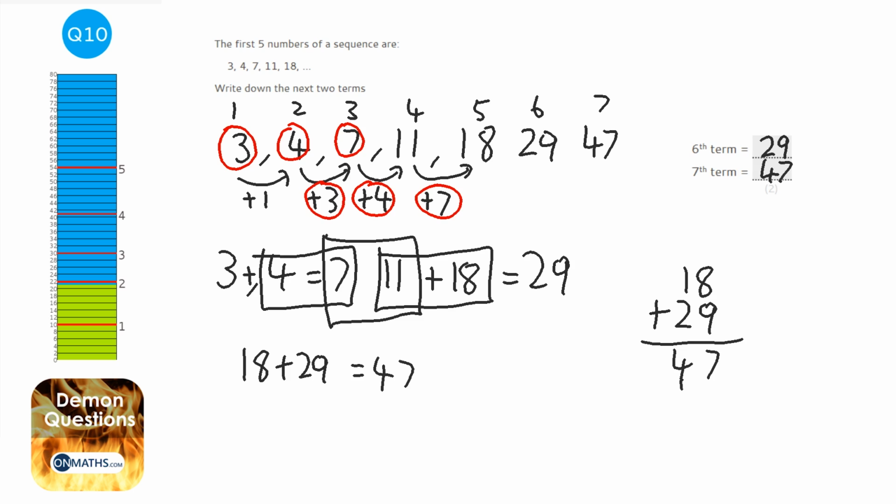So always just check that the sequence isn't a Fibonacci sequence before you start to panic and think, what is this sequence? Always check for a Fibonacci sequence. It was just that the previous two terms are added together to make the next term.